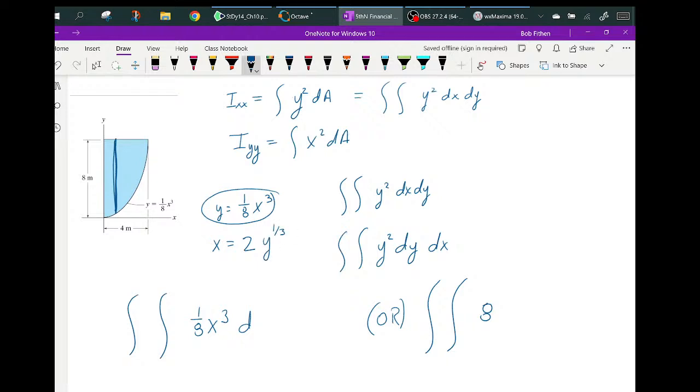Okay. So now what do you do? You kind of have to do the dy first and then the dx, or do you have to do the dx and the dy? Well, good question. We're going to try to do the dx and the dy.